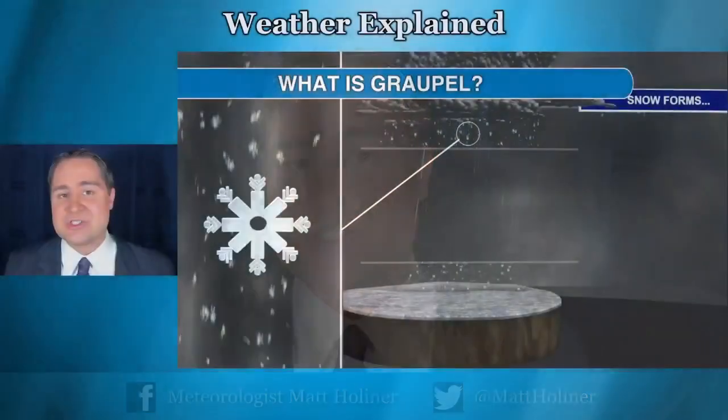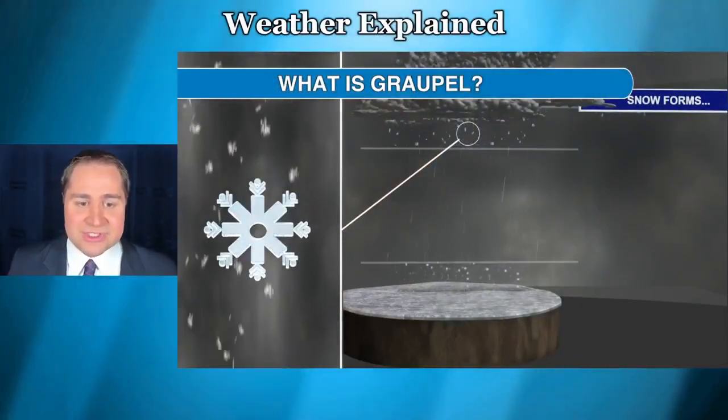Snow, sleet, and freezing rain. These are the three winter precipitation types that you're probably familiar with. But there is another type that's not as common that you may not be familiar with, and it's called graupel. So what is graupel? Well, graupel actually starts out as snow, so that's the first ingredient you need.